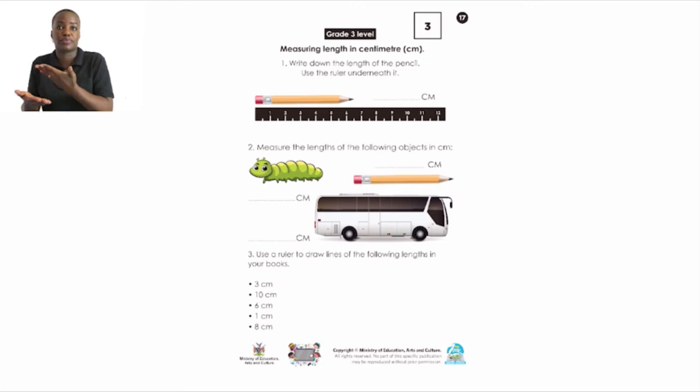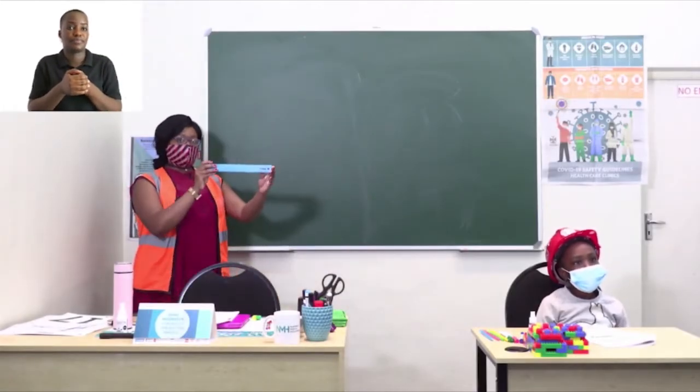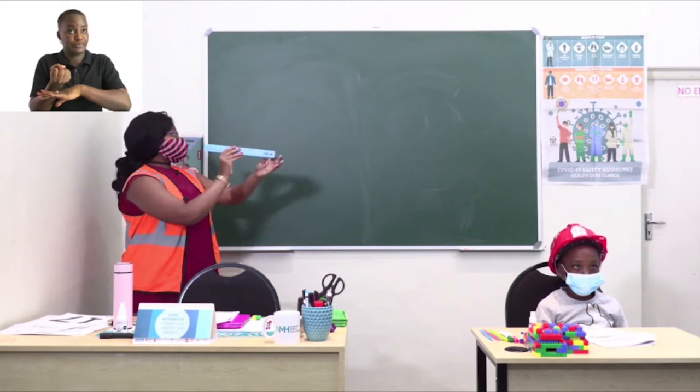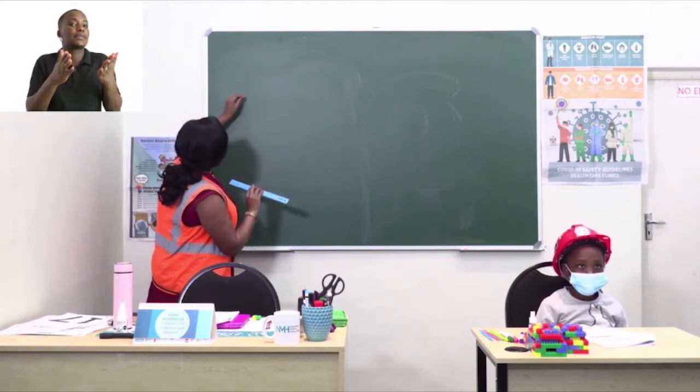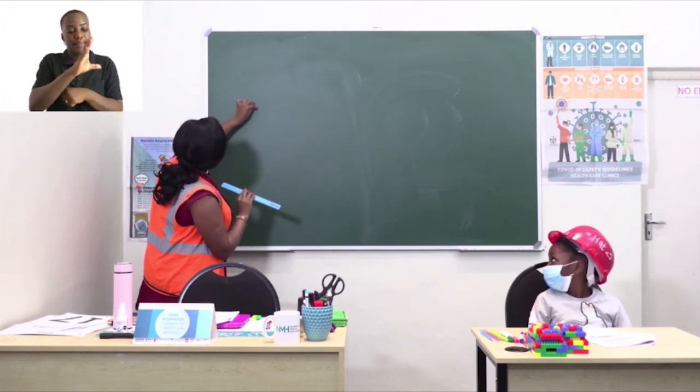Number 3 is asking you to use a ruler to draw the lines for the following lengths in your books. This one, you are going to start with a starting line for number 3. Let us take a look at the board. I have my ruler here. So my starting line can be where it says 3 centimeters.